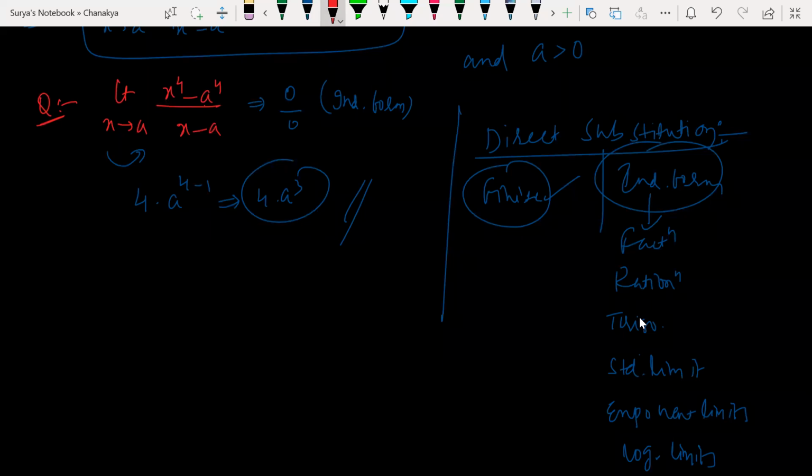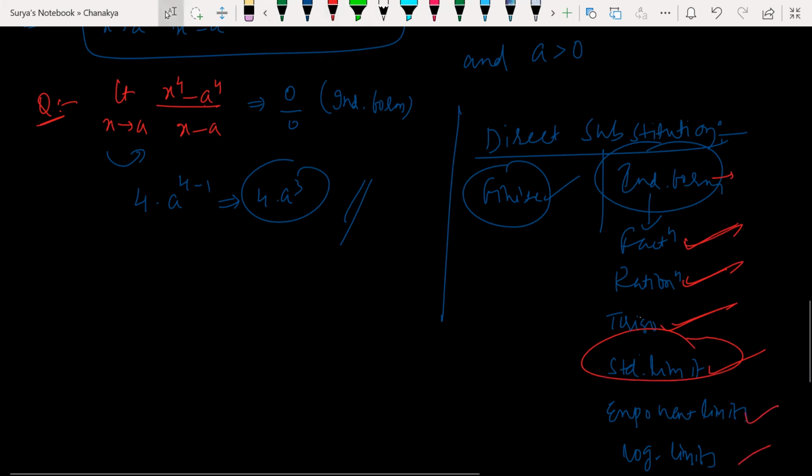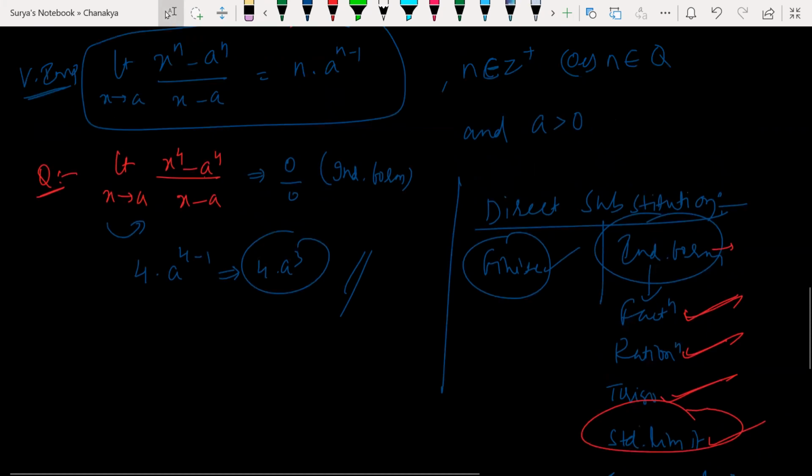So if you get 0 by 0 form, you understand, Pravalika? If you get 0 by 0 form, indeterminate form, you can apply either factorization, rationalization, trigonometry limit method, standard limit method, exponent limits, logarithmic limits. These many methods you have. You have to apply accordingly, right? So far we have finished this one, this one, this one. Now we are in this one, right? We have to discuss exponential limits as well as logarithmic limits. These two things we have to finish now. So now we are discussing standard limits, right? Clear?